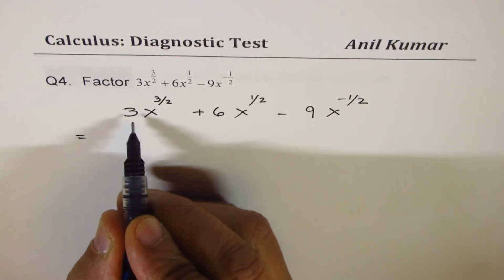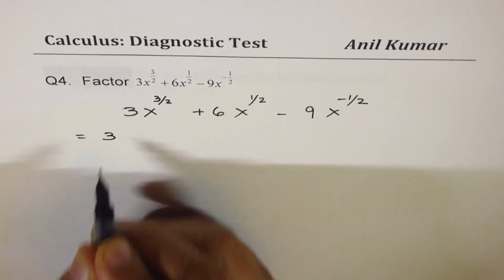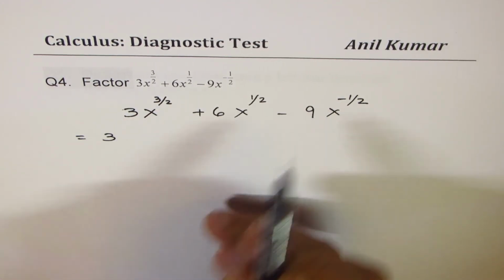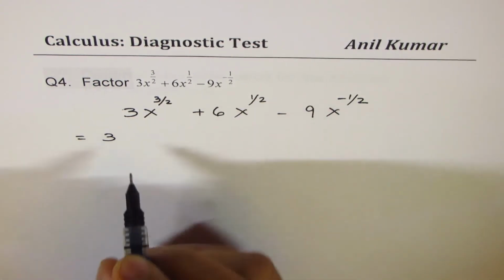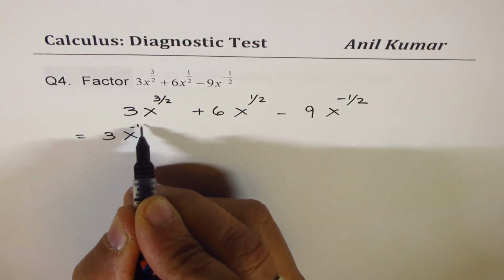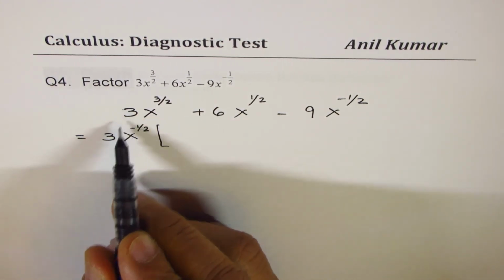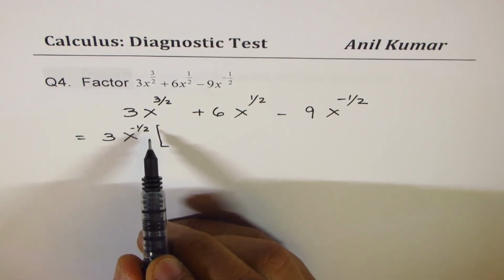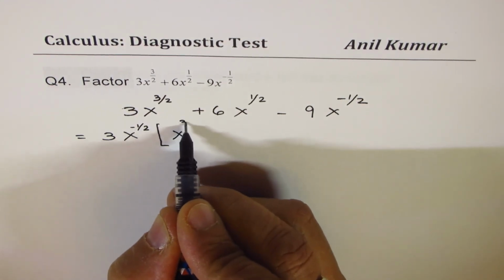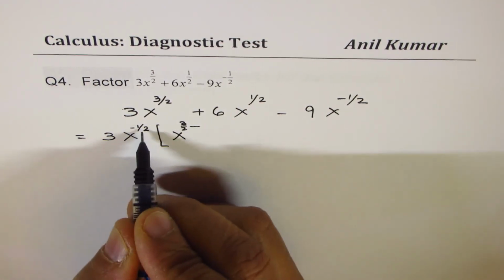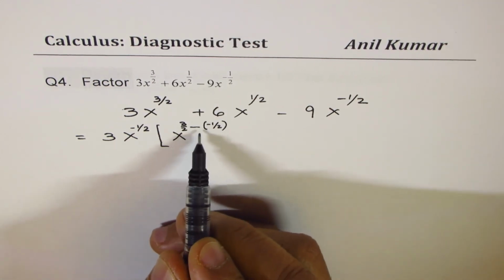Well, let's first factor 3 itself because 3 is a common factor. Now what should we factor from x? If you see the powers of x, minus half is the lowest power. So we could factor minus half, correct? So as far as numbers are concerned, 3 divided by 3 is 1. Now what should I get here? It should be x to the power of 3 by 2 minus whatever this power is, which is minus half. Do you see that? So it gets added up.